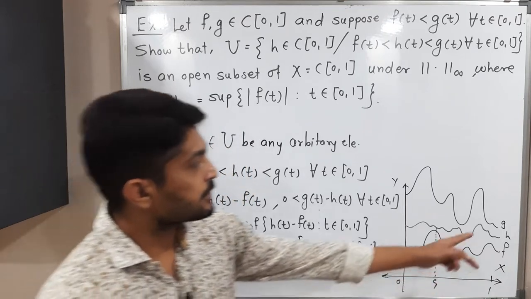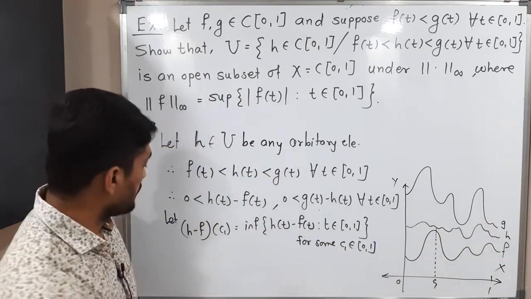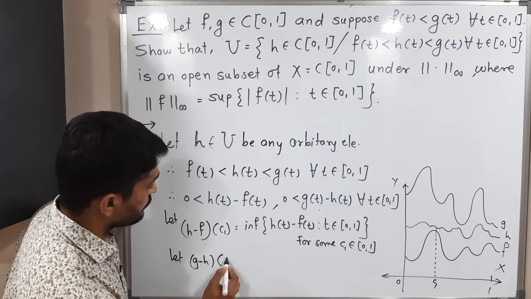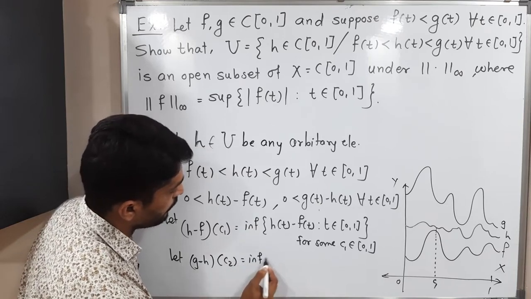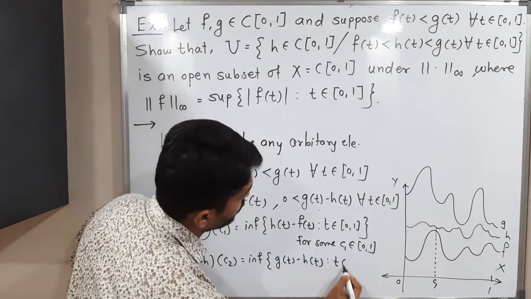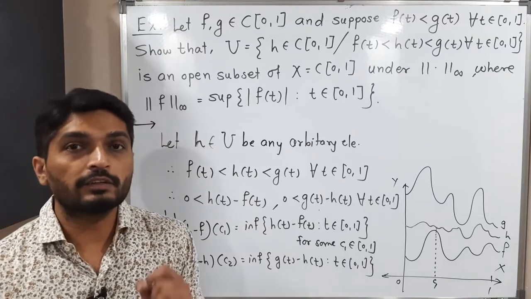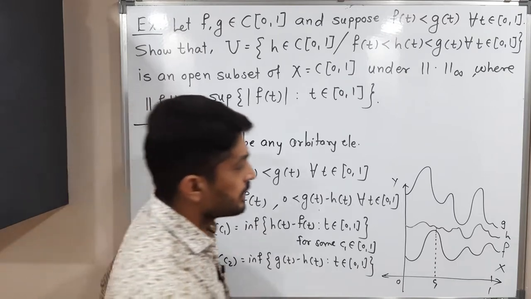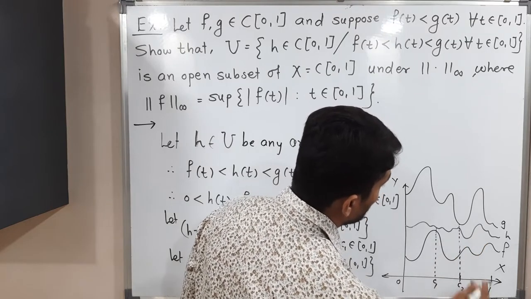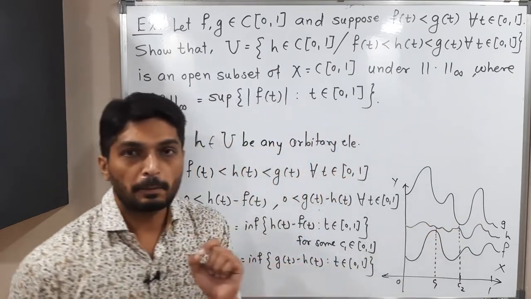If you consider functions g and h, in the same way, we can define c2 also. Let me define g minus h of c2, which is equal to infimum of g of t minus h of t, where t belongs to closed interval 0, 1. Getting? So that means it is a point where the difference between h and g is minimum. In this diagram, you can easily see c2 will be here, since at this point the difference between the value of g and the value of h is minimum.